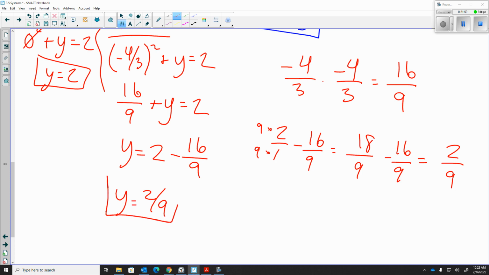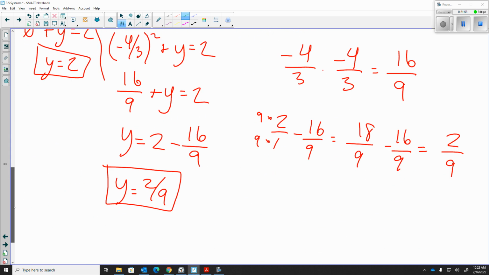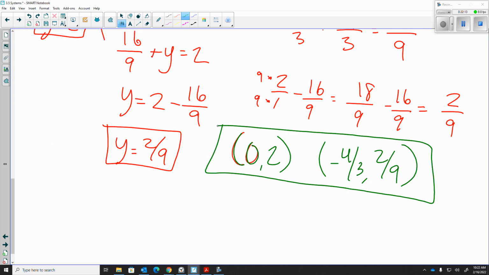All right, so what are my solutions? 0, 2, and negative 4/3, 2/9. Beautiful. Those are the solutions.